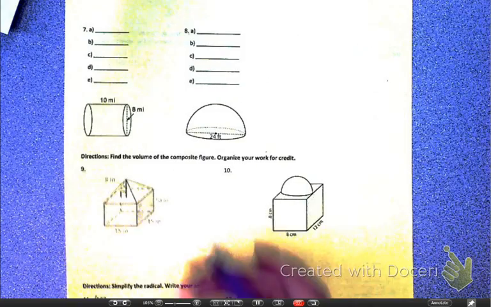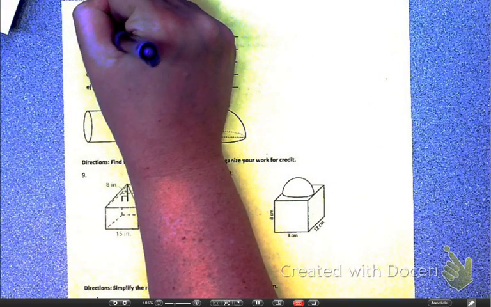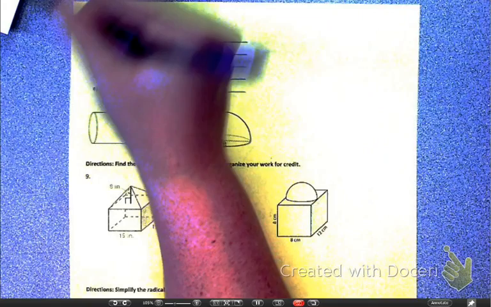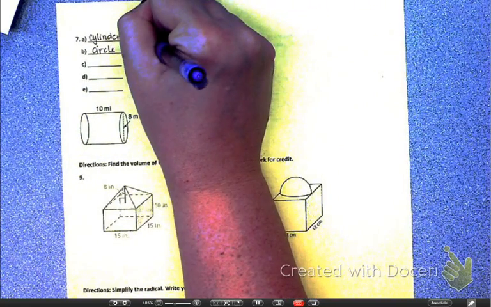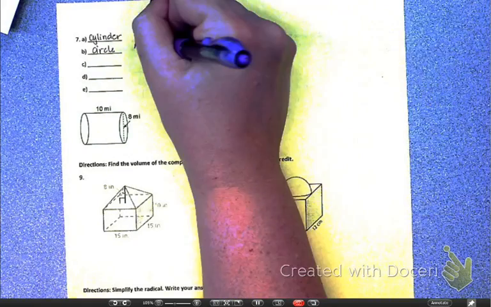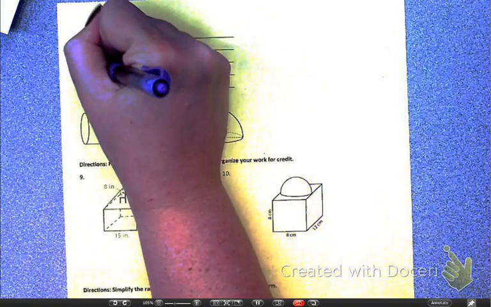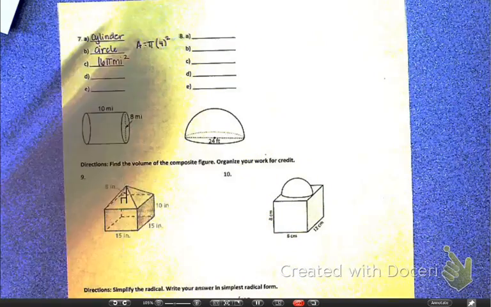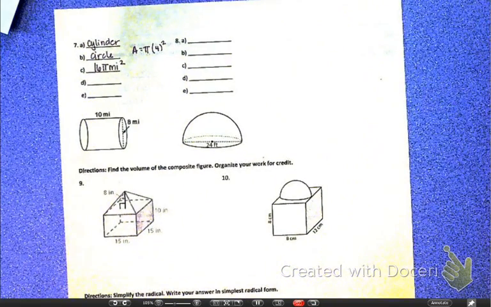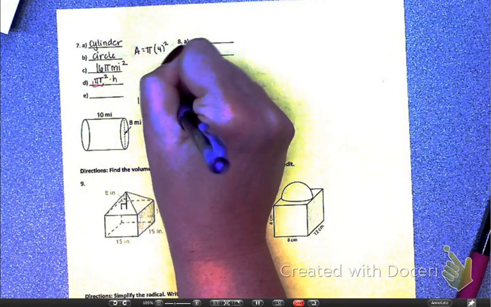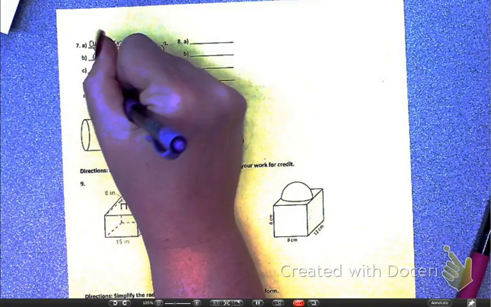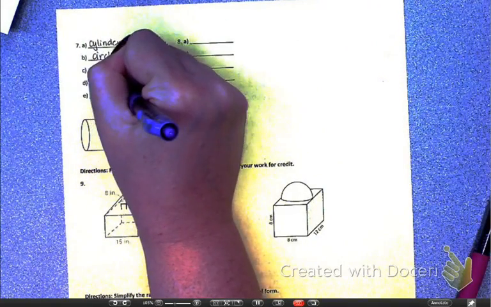Okay. Number 7 is a cylinder. We have a circle base. We already said the area of a circle is pi r squared, so pi times, what's my radius? 4 squared, which is 16 pi miles squared. For volume, it's pi r squared times the height. I already know pi r squared is 16 pi, so I'm going to multiply that by the height, which is 10. So my volume is 160 pi miles cubed.